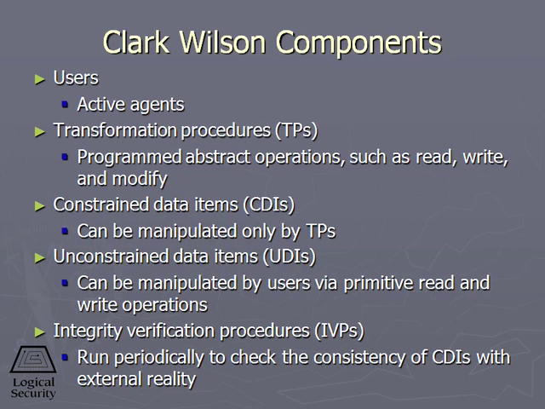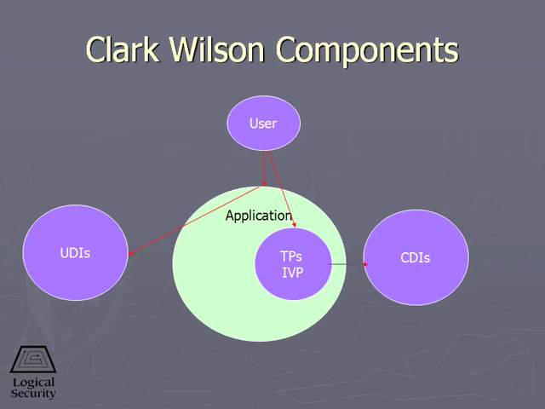So the more secure route is the transformational procedure on constrained data items, followed up by an audit trail, if you will, of integrity verification procedures on those constrained data items. The ones that have lesser level of integrity are the unconstrained data items that the user can actually manipulate directly. And this model identifies the components of the Clark-Wilson model. In this diagram, it shows the user directly modifying the unconstrained data items, and the user can only modify constrained data items through these well-formed transformational procedures or transactions, and they too are audited by these integrity verification procedures. These are components of the program that we described earlier, the application that is used to store, secure, and modify or process the information.